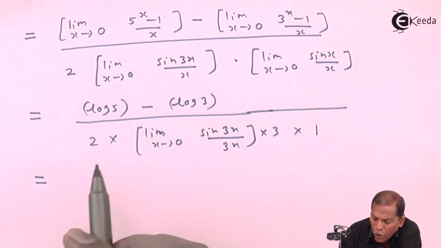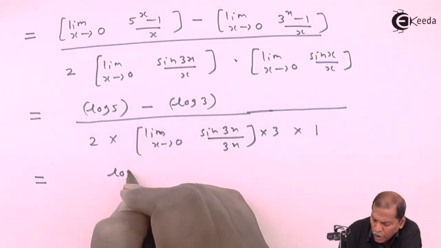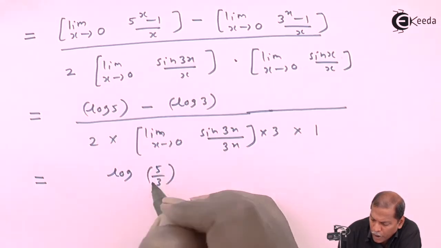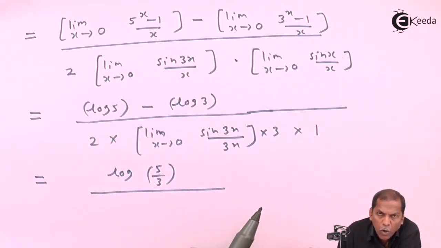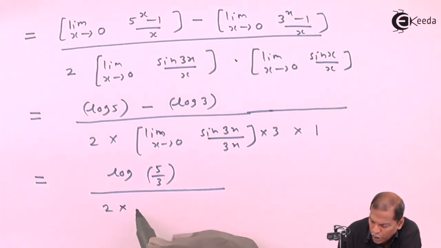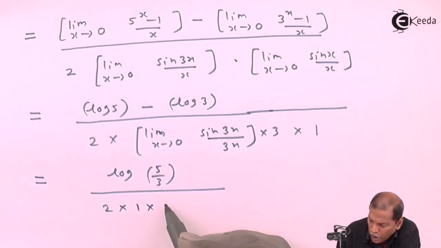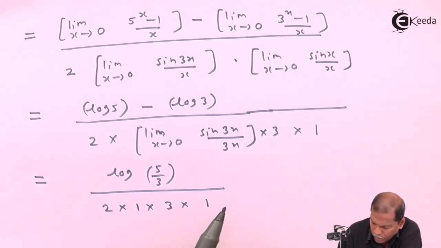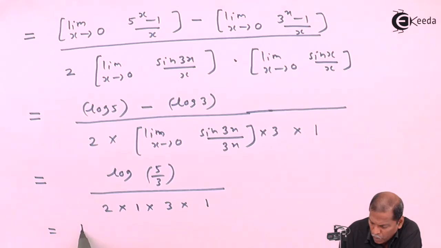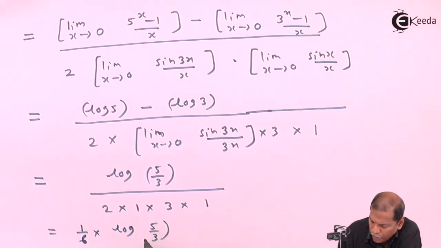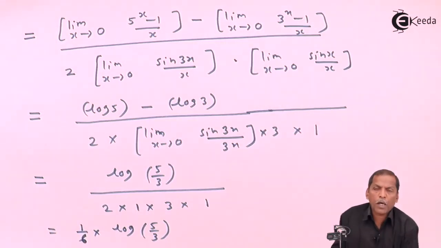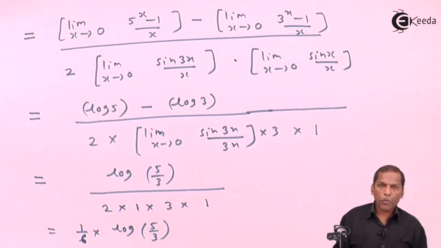So the next step will be, now log 5 minus log 3 gives log 5 upon 3 by using the quotient law, and in the denominator we have 2 into limit x tends to 0, sine of 3x upon 3x gives 1, into 3 into 1. So finally we get 1 upon 6 into log of 5 upon 3. So this is the required solution for the given problem. Thank you.